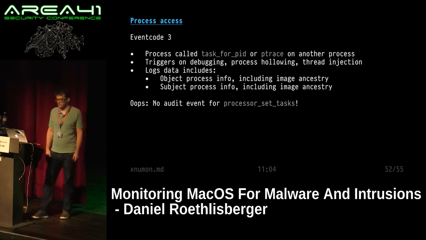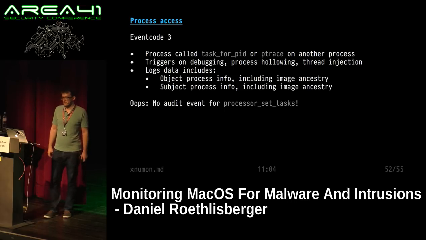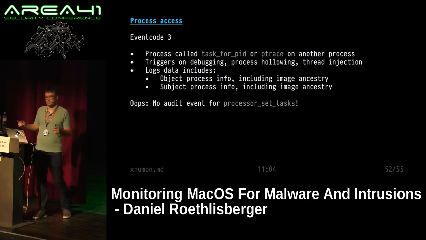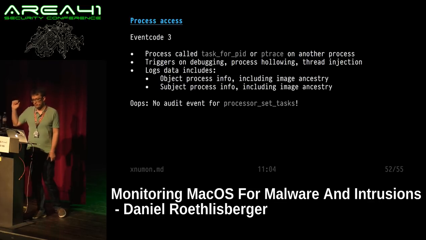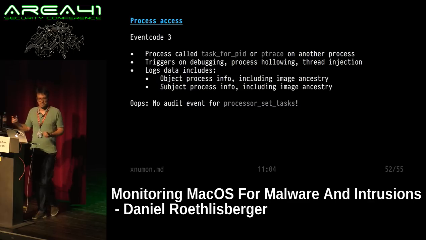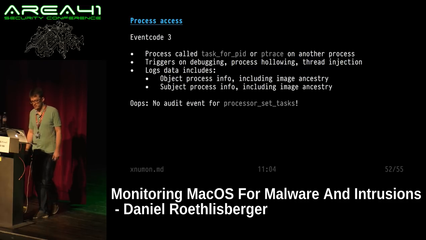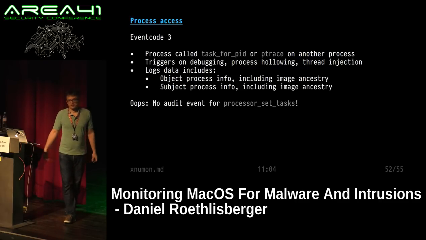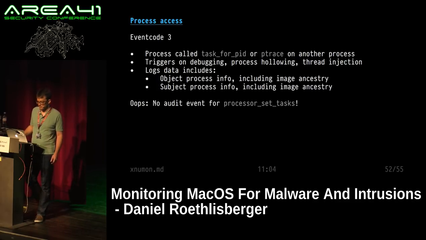We have event code 3. That's a very interesting one. There's this call called task_for_pid that you use to go from the process to the Mach task. And when you receive the send rights to a Mach task, you can actually modify that task's memory, for example. It happens also when you debug. You open another process, you mess with it. Basically, it's how you implement debuggers, process hollowing, injecting code, all these things that we want to see on systems.